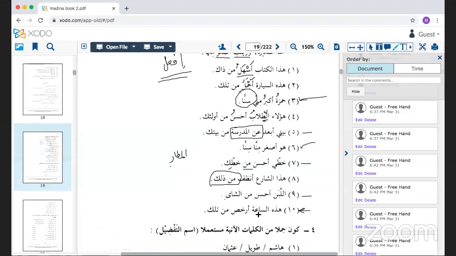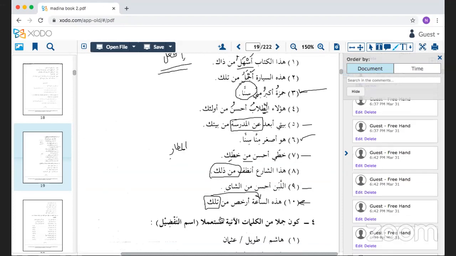هذه الساعة أرخص من تلك. أحسن الله إليك. ما شاء الله تبارك الله. هذه الساعة أرخص من تلك. Why did he say تلك and not ذلك? Because الساعة is مؤنث. أحسن الله إليكم. Because it's referring to الساعة, and الساعة is مؤنث. That's the comparison. جيد, جميل, alhamdulillah.